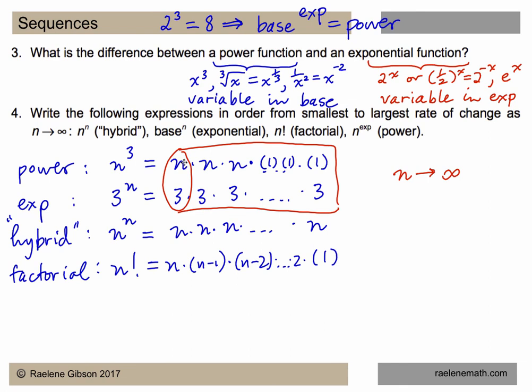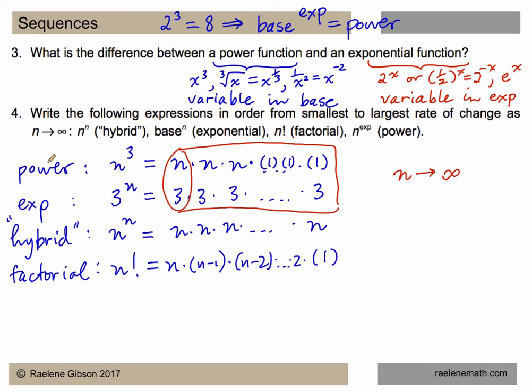And so we're going to get n is greater than 3, n is greater than 3, n is greater than 3, but then 3 is going to be greater than 1, and this is an infinite number of 3's, and 3 to the infinity is infinity. So that's why the exponential function is greater than the power.